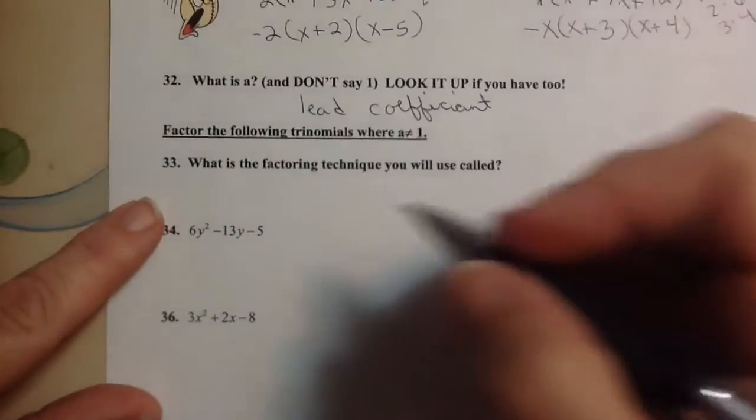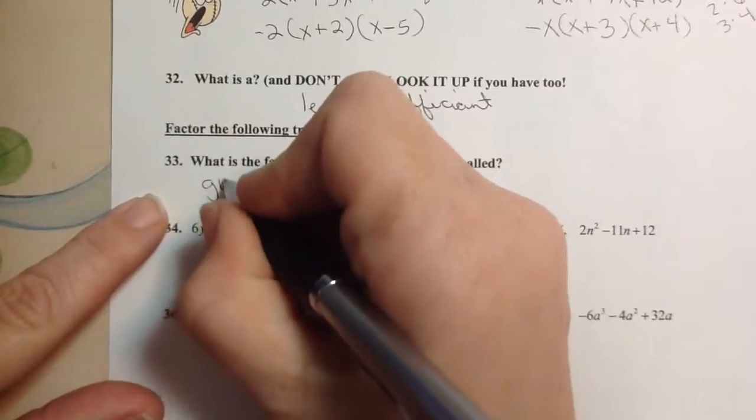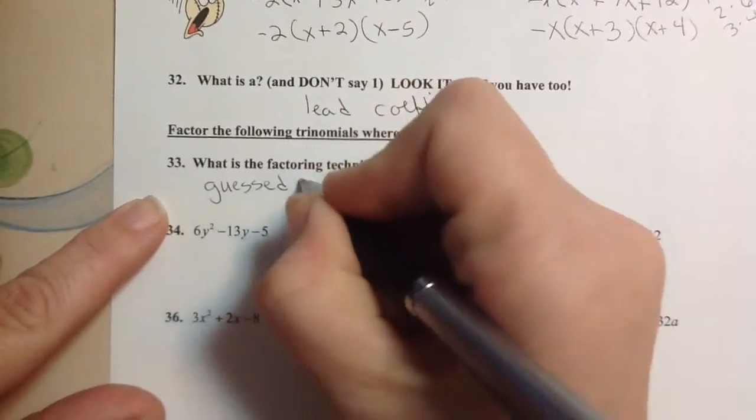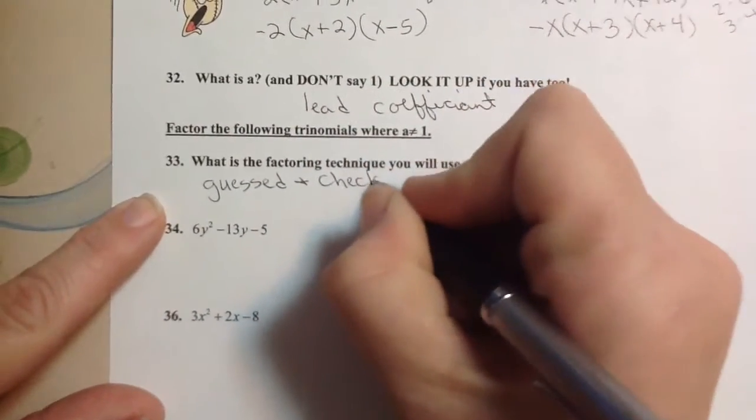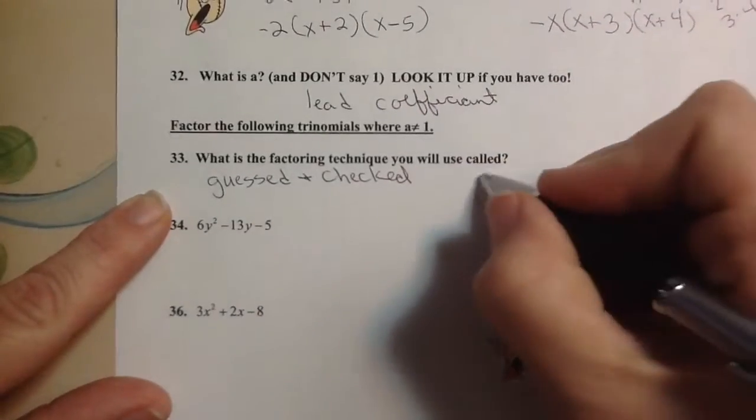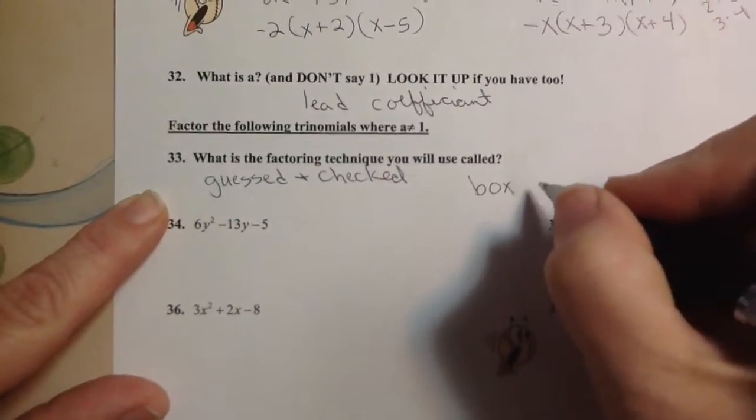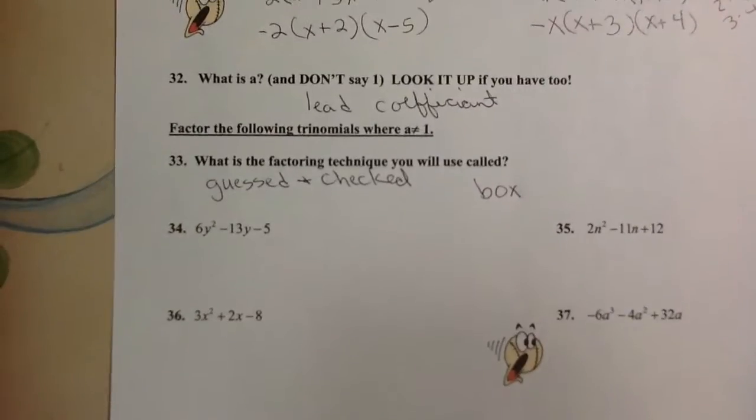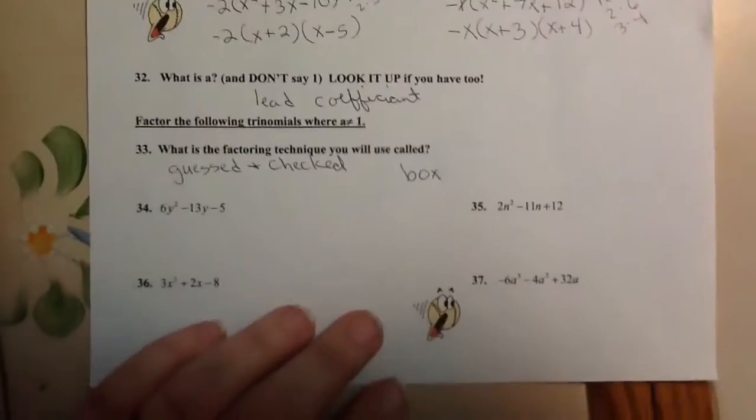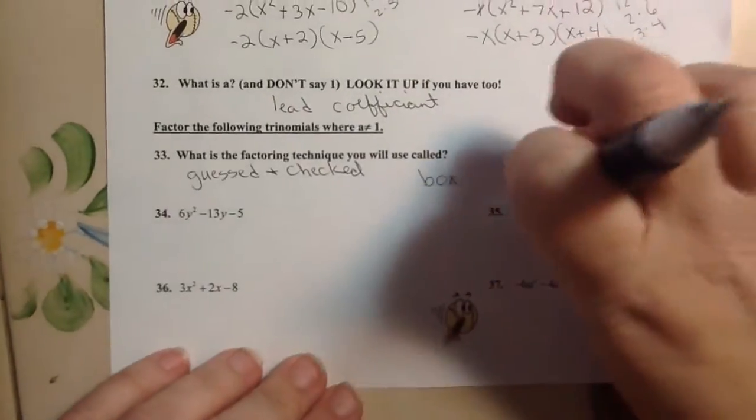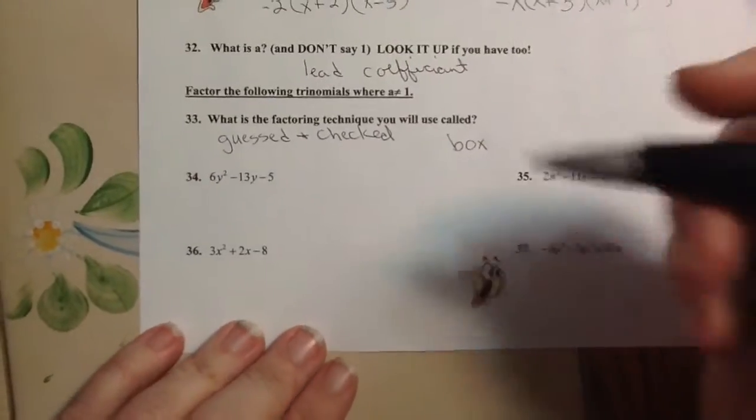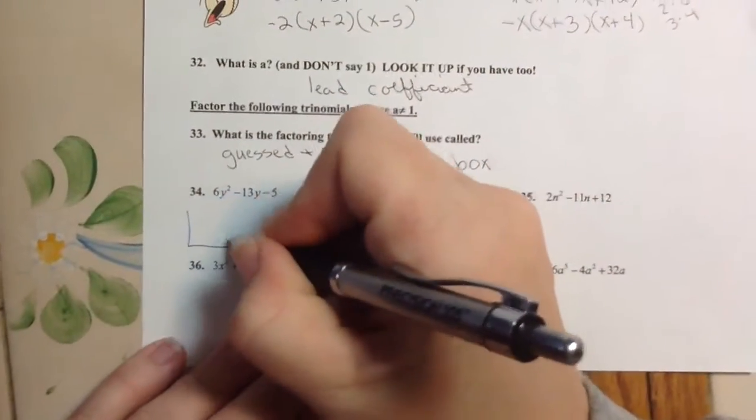Here, y'all either guessed and checked, or the majority of you used the box method, which I suggest. Okay, so I'm going with the box method because that's the way the majority of y'all do it.